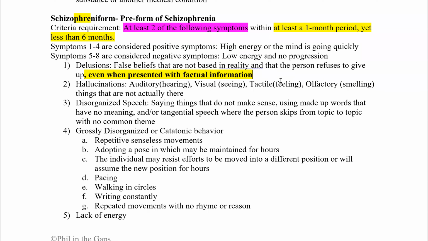And then grossly disorganized or catatonic behavior.